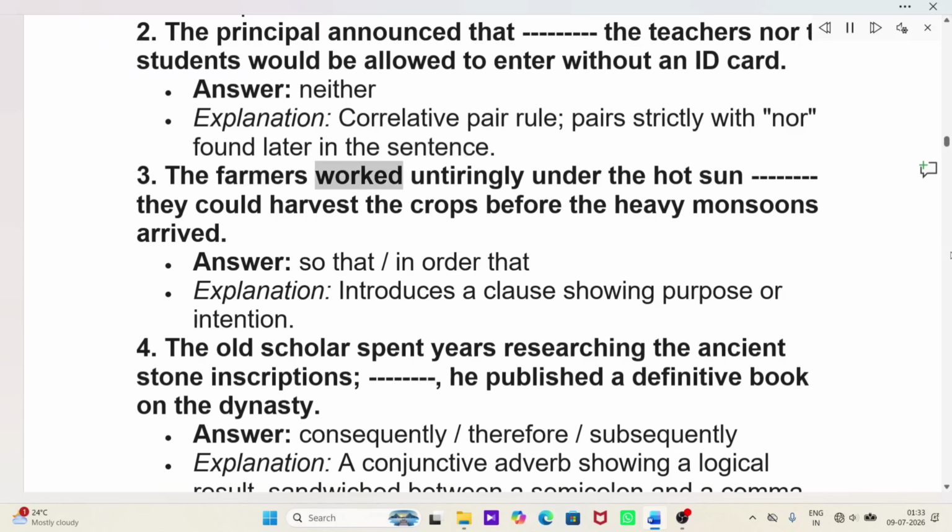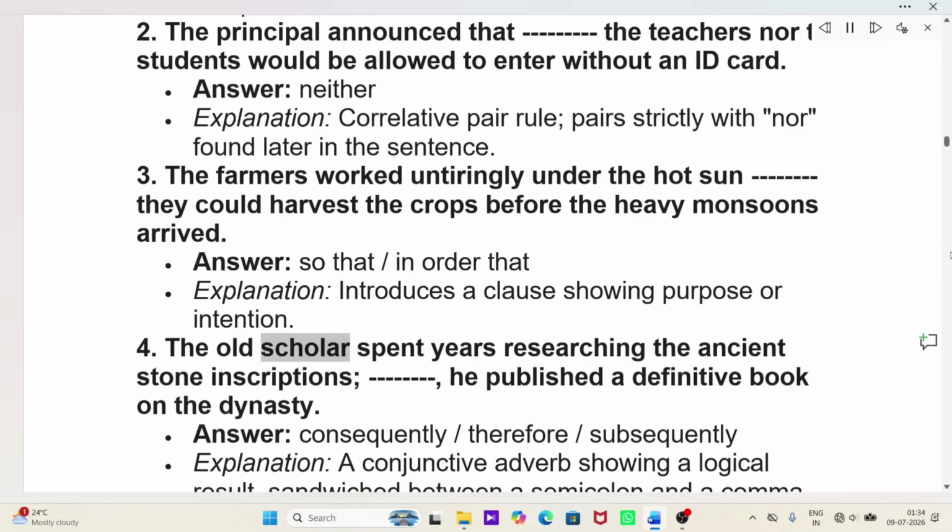3. The farmers worked untiringly under the hot sun. They could harvest the crops before the heavy monsoons arrived. Answer: so that / in order that. Explanation: introduces a clause showing purpose or intention.